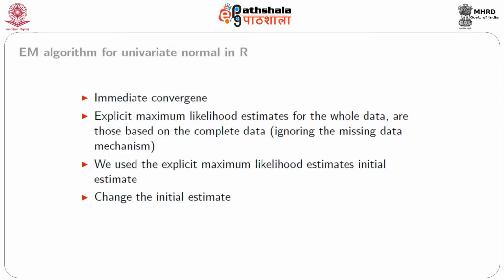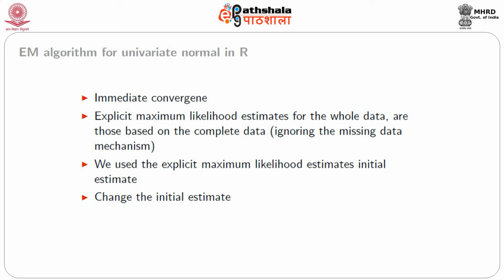See, the convergence is immediate because the explicit maximum likelihood estimates for the whole data are those based on complete case and ignoring the missing data mechanism, and we use them for the initial estimate. So there was no repetition at all. It converged in the first iteration itself.